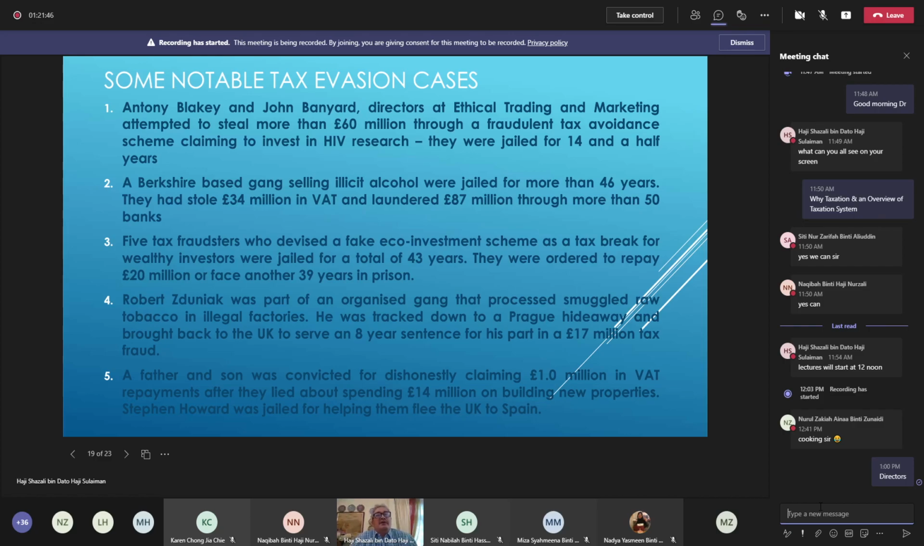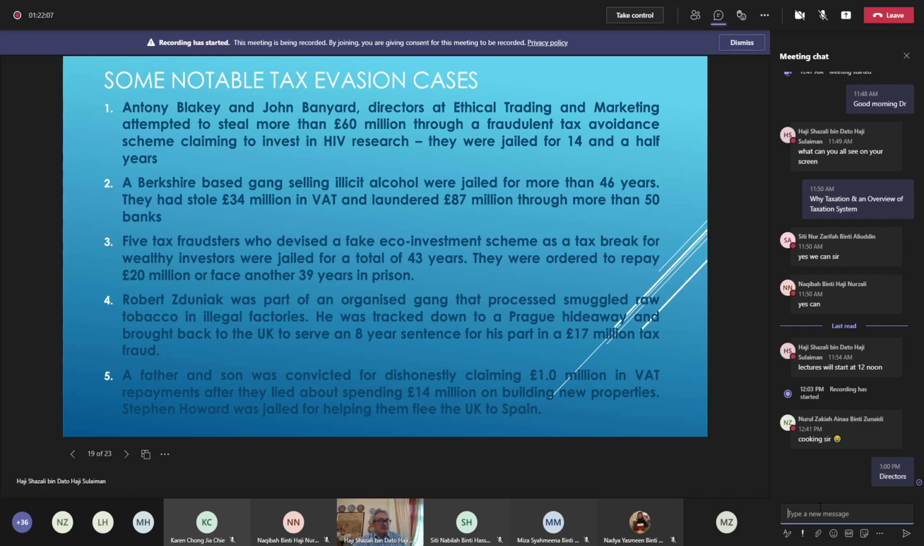34 million in VAT, and 87 million were laundered through different banks. Another case: 5 tax fraudsters who devised a fake eco-investment scheme as a tax break for wealthy investors were jailed for a total of 3 years. They were ordered to pay 20 million pounds or face another 29 or 39 years in prison.